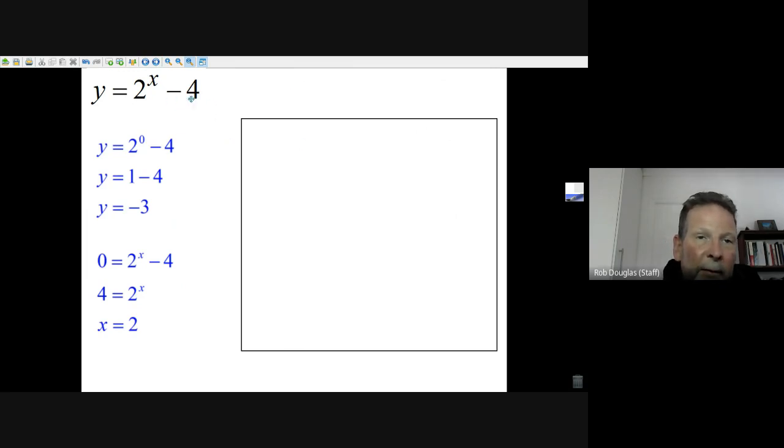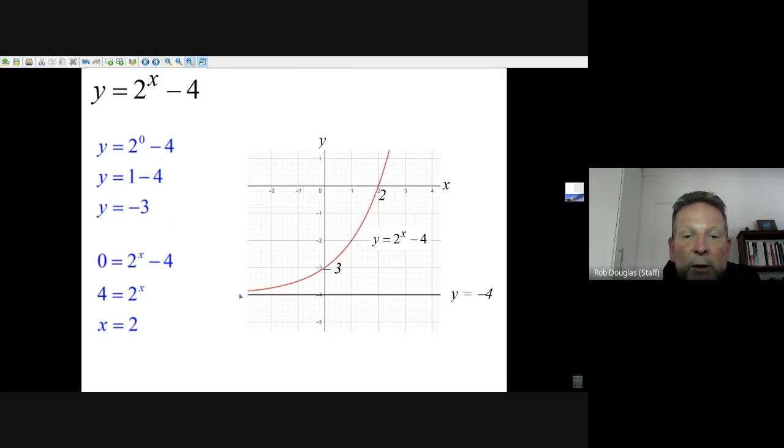But the airport that this function takes off from is the line y equals -4. That's your asymptote. And that's what you do. Make a line at y equals -4. That's how you get started. Your basic shape, because this is a number bigger than 1, is just taking off to the right like that. And we've got our two things. Y is -3, x is 2. Just connect them and put a little arrow on the end of the thing to show it goes on forever, and it gets closer to this asymptote down here. And there's a nice sketch of the exponential function y equals 2 to the x minus 4.